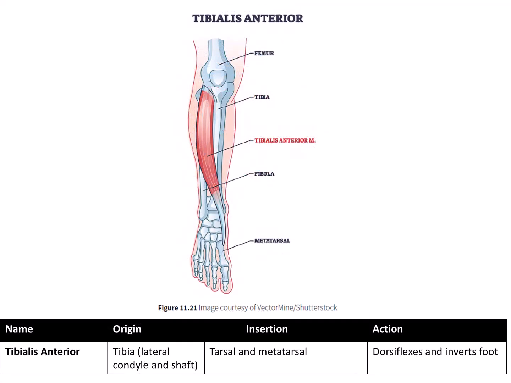On the anterior side of the leg is the tibialis anterior. This muscle originates from the lateral condyle and shaft of the tibia and inserts on the tarsal and metatarsals. When this muscle contracts, it dorsiflexes the foot.